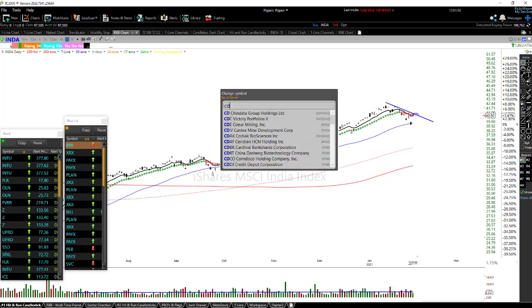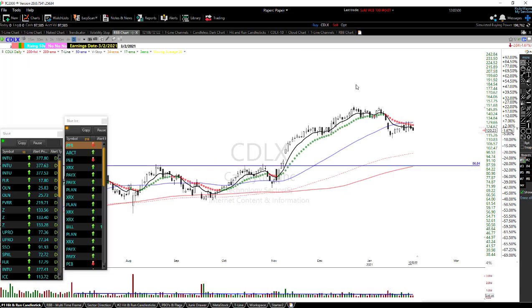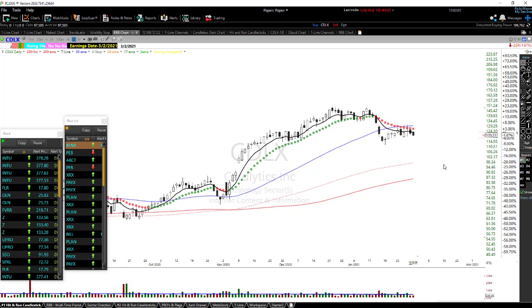Let's see, CDLX. That would be a nice blue ice failure. Again, with this chart, let me run through the mechanics of the blue ice failure. The mechanics is I want a bullish trend, and that is clearly what we have here. I want the 50 period moving average to be greater than the 200 period moving average. And I want at least 10% in there.